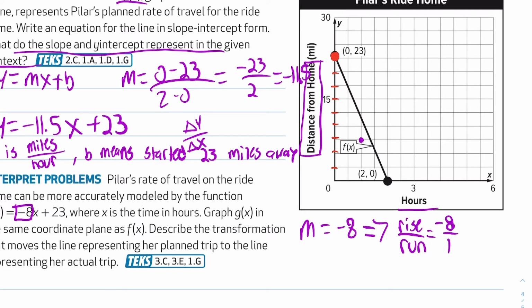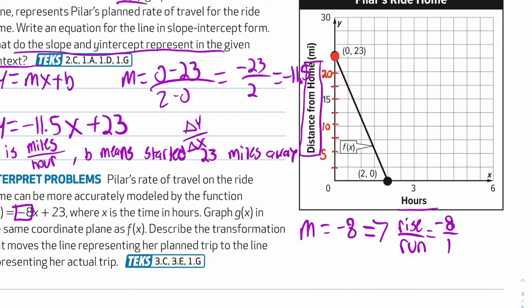Let's see. 1, 2, 3, 4, 5, 6. 6 times 2 is 12. Half of 6 is 3. Okay, so it is counting by 2.5. 5, 10, 15, 20. And then this is a little bit more than one box above.